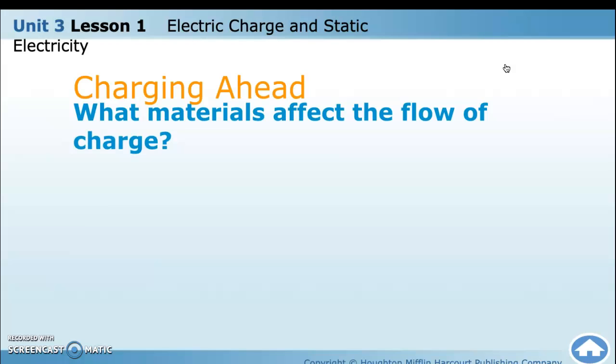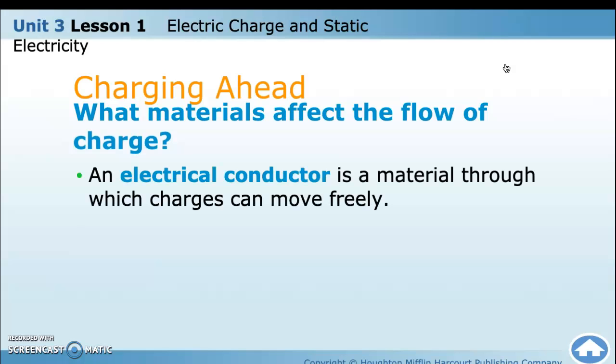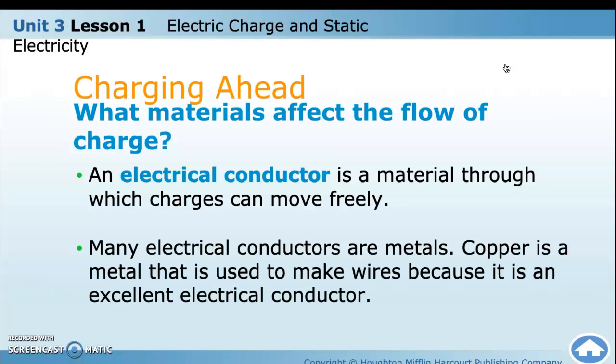So what kind of materials affect the flow of charge? An electrical conductor is a material through which charges can move freely. Generally these will be your metals. Metals are really good electrical conductors. The example they have here is copper, because copper is used to make wires because it is such a good electrical conductor.